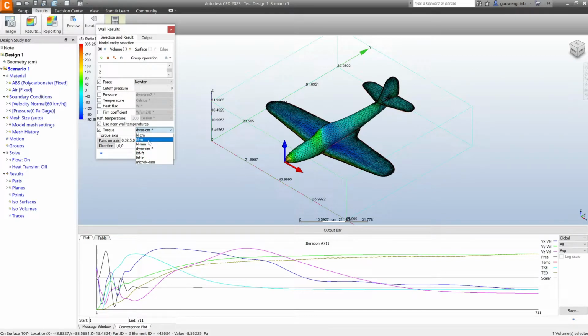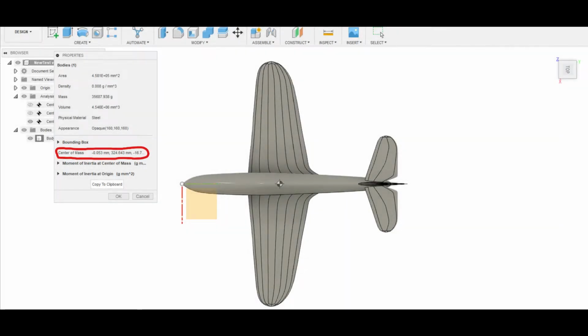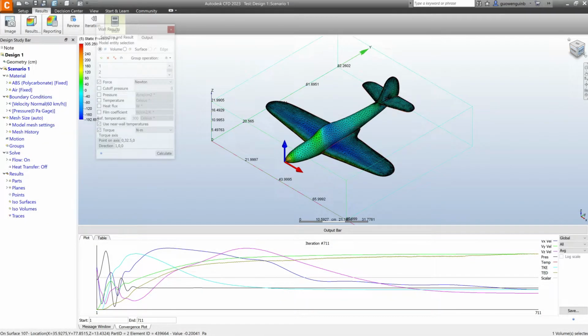And torque, I'll stick with SI units as well. And the point on axis will be the pivot. So the torque calculated will be based on this point. And 0, 32.50 is approximately the center of gravity of this airplane.